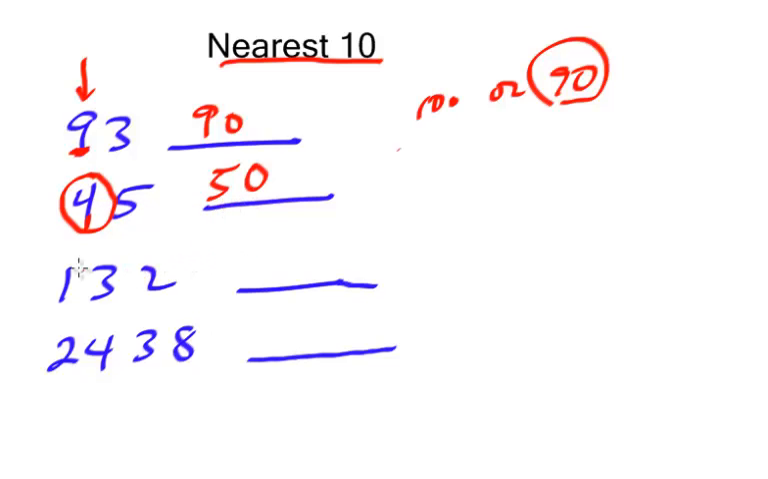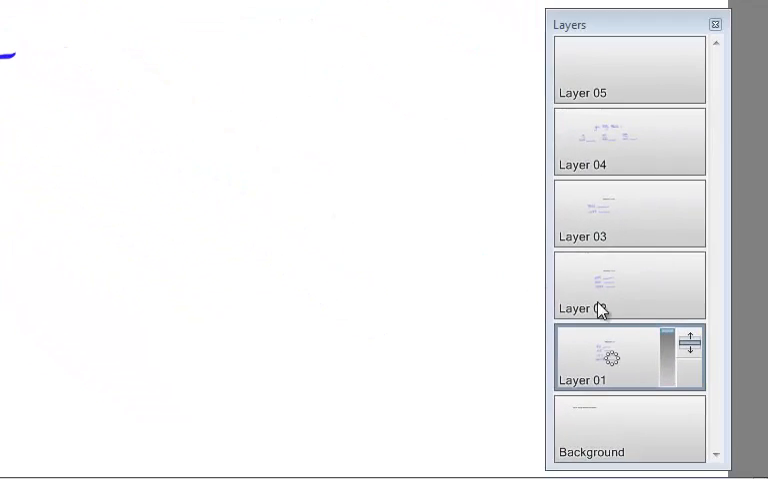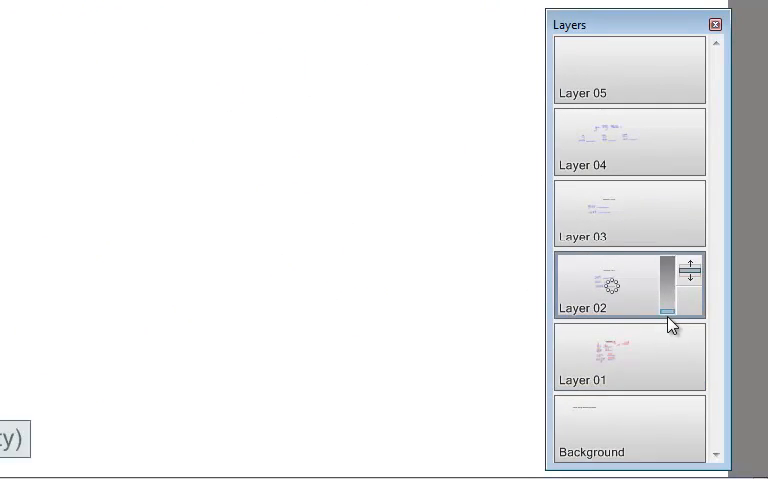So if you're rounding 132 to the nearest 10, this is in the 10 spot. So the choices here are either 130 or 140. So this is 130 because this number is less than 5. Same with this, nearest 10. 3 is in the tens place. So this is going to be 2, 4, and it's either going to be 30 or 40, and it's going to be 40 in this example. That's nearest 10. Let's fade that out and get the next batch up here.